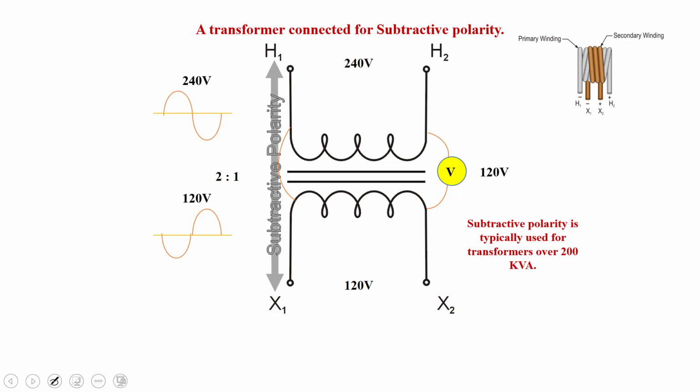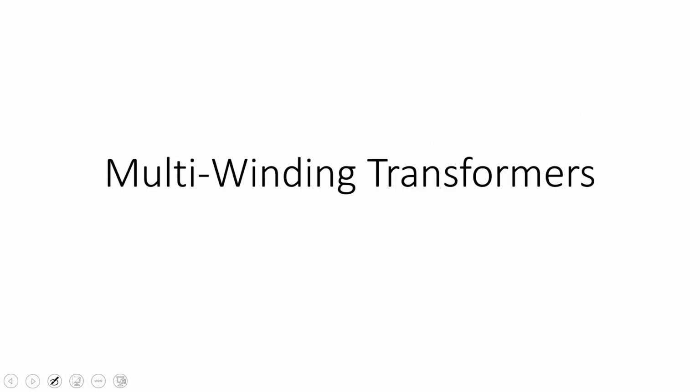Subtractive polarity is typically used for transformers over 200 kVA. And where else you're going to see this is on a CT as well. It's also subtractive polarity, so instrument transformers. All right, the next one is multi-winding transformers.